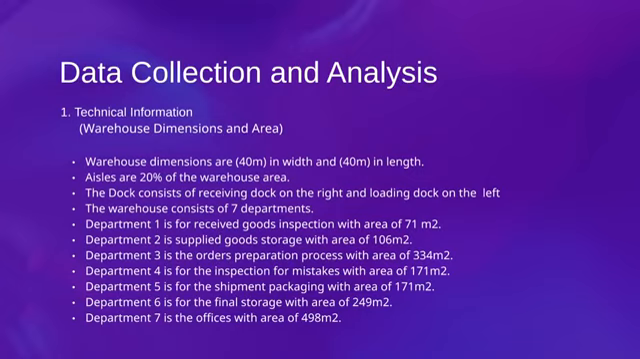As follows, we have stated the departments, and what each department is for. Department 1 is for inspection of received goods, and department 2 is the supplied goods storage area. Department 3 is the order preparation place, where the preparation of the items takes place. Department 4 is the inspection for mistakes of the order picked items. Department 5 is the shipment and packaging of the prepared goods. Department 6 is the final storage area, and Department 7 is the offices area. So we have 7 departments.